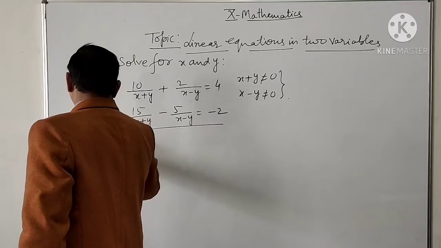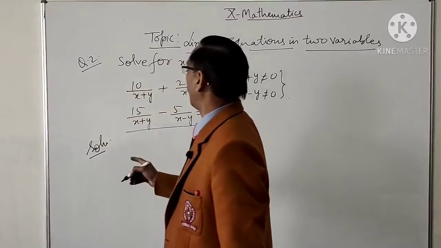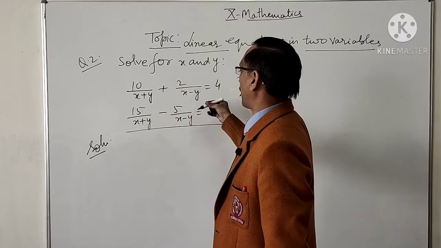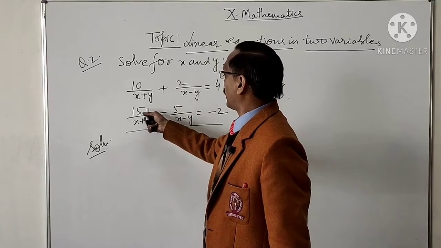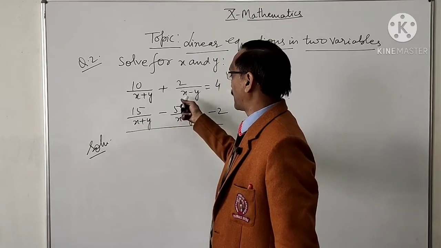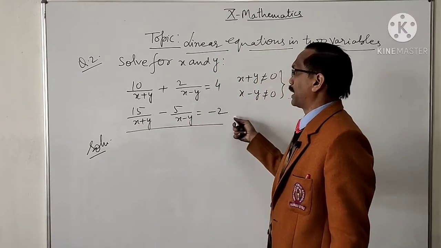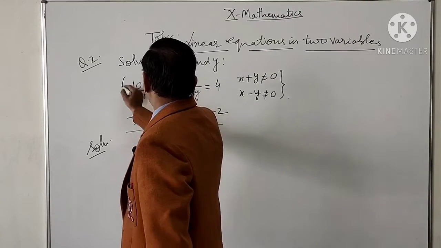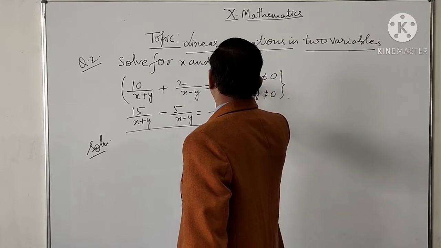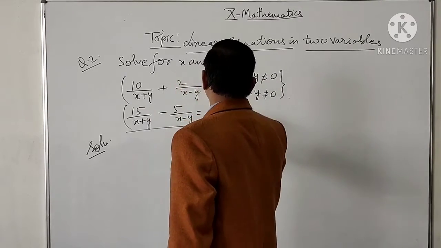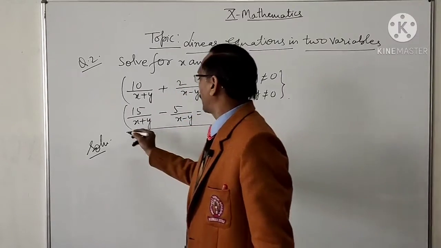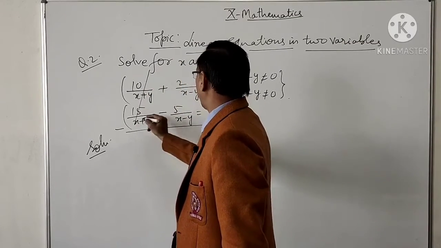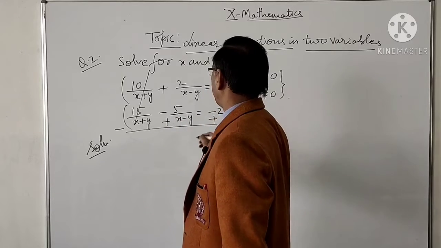Student, now see the solution. It is 10 upon x plus y plus 2 upon x minus y equal to 4, and 15 upon x plus y minus 5 upon x minus y equal to minus 2. Solve for x and y. We will multiply the first equation by 3 and the second equation by 2. Then subtract. It is 30, this is also 30, it is cancelled out.